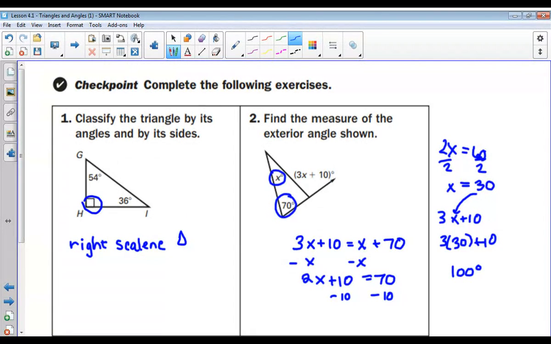So the main ideas from this lesson: can you classify a triangle by its angles? So that would be right triangles, acute triangles, obtuse triangles, and equiangular. By sides would be equilateral, isosceles, and scalene. The other parts of today's lesson: do you know that a triangle adds up to 180 degrees? And also the exterior angle theorem. When you have your exterior angle, it adds up to the two non-adjacent angles. Hopefully you did well with today's lesson.